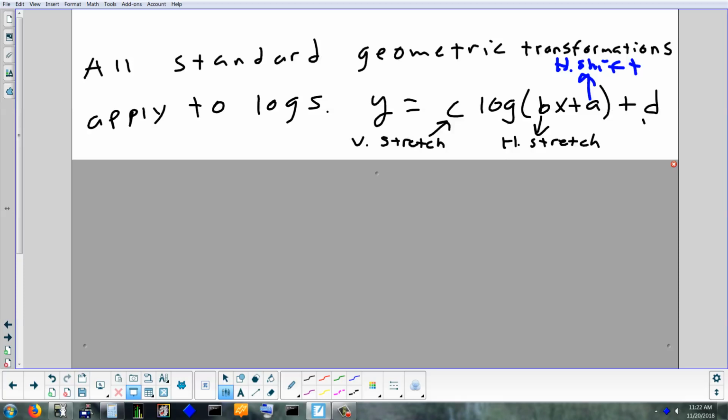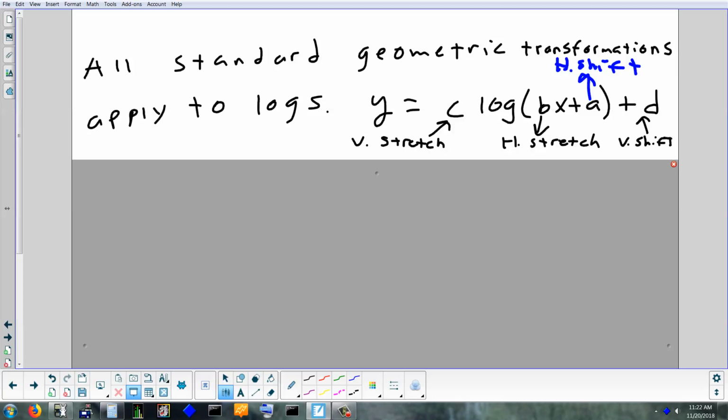And Rebecca, how about D? Vertical shift. Yep, it's outside, makes it vertical. It's addition, makes it a shift. I don't know if it's up or down. It depends if it's positive or negative. Positive up, negative down. So it's a vertical shift.